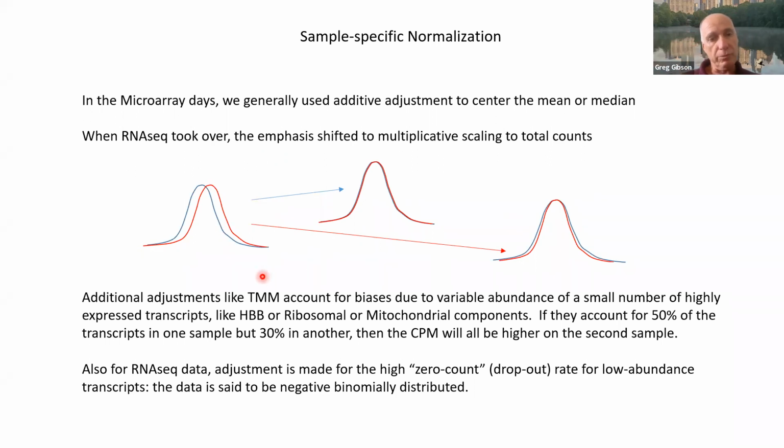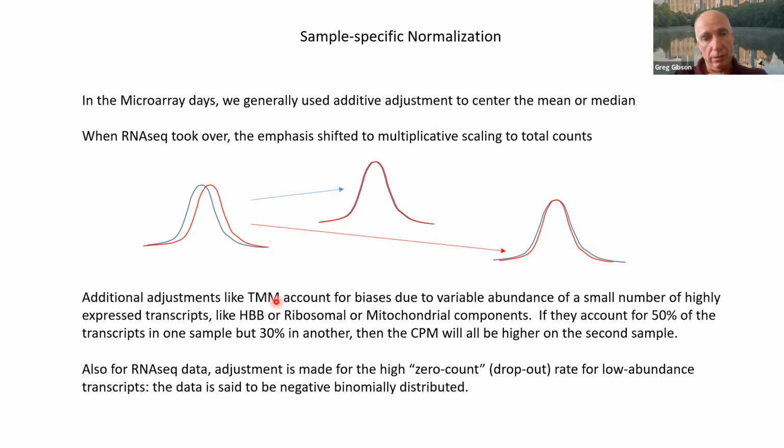The other important thing, which I did mention yesterday, is there's an adjustment called trim mean of the medians, which is accounting for biases due to the variable abundance of this small number of highly expressed transcripts, like hemoglobin and ribosomals and so forth. So what this procedure does is it takes the upper and the lower, I think it's decile or some fraction of the reads, and it discounts them in the normalization. And effectively, that means that you're doing the normalization on the bulk of the transcripts that are in that range where they are expressed, but they're not too highly expressed. And so the normalization is not biased by those outliers.